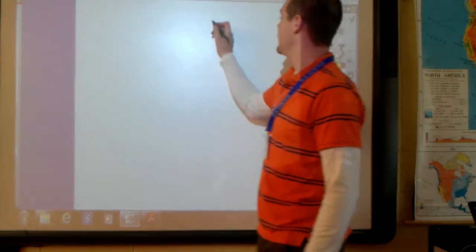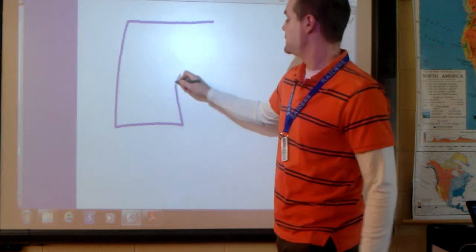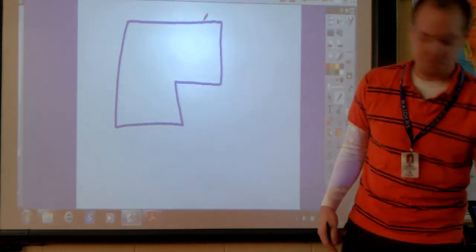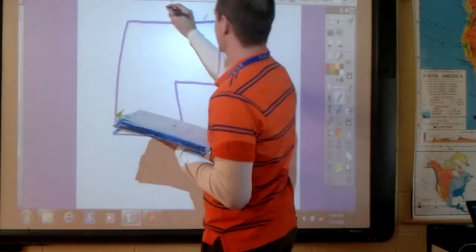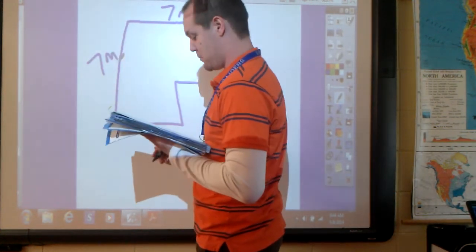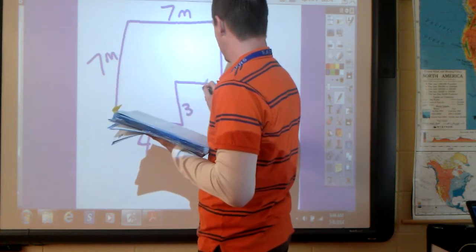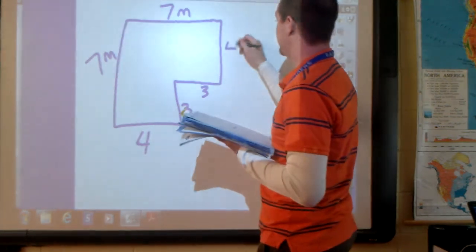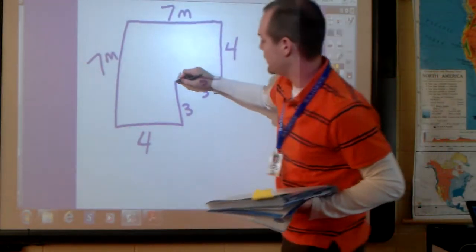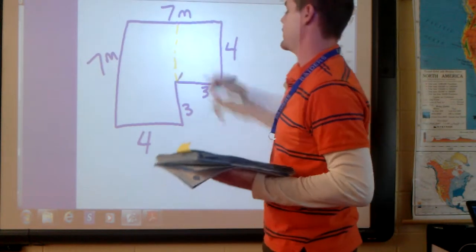Example A, again, they have a shape that looks very similar. It can be broken up into two rectangles. They give us this length of 7 meters, 7 meters, 4, 3, 3, and 4. Okay. Now again, you can split it up vertically, and then I have rectangle 1, rectangle 2.